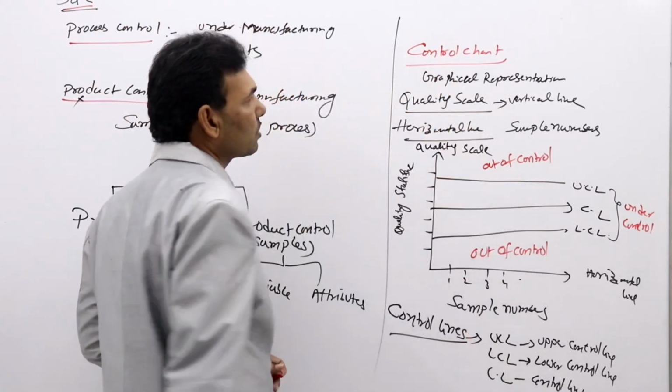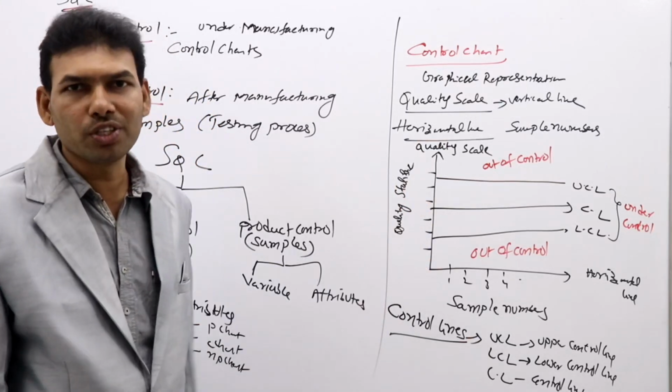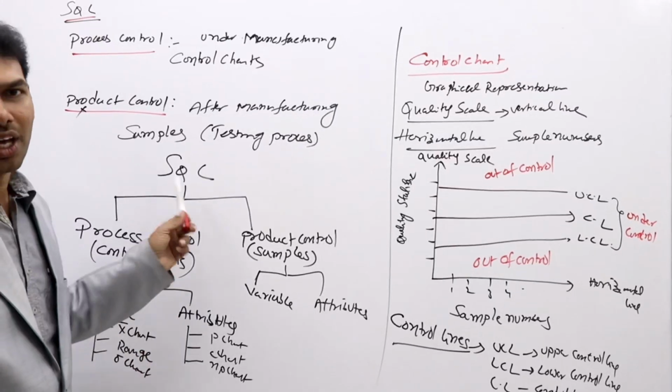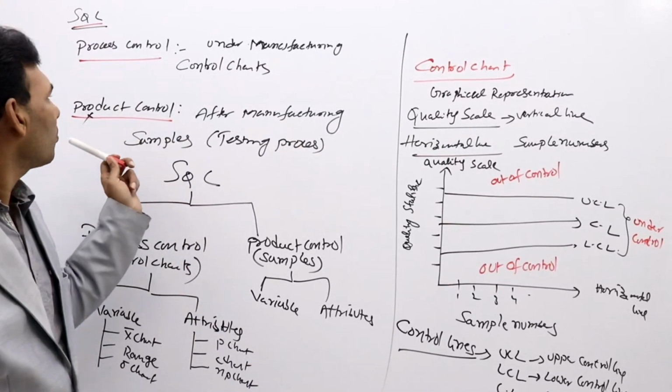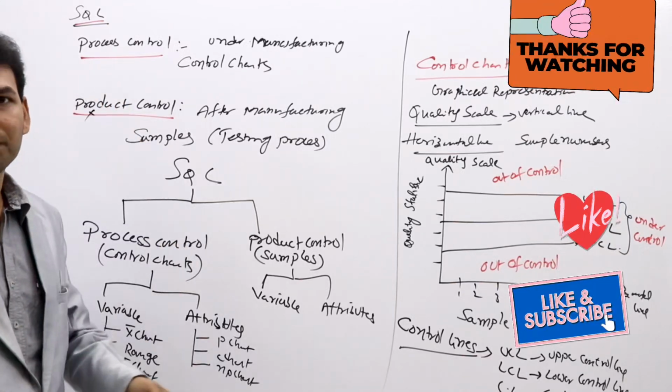Like this, one can easily decide process control using control charts. Are you clear what a control chart is? What is the overview of a control chart, and the types of SQC, two types: process control and product control. We are going to concentrate on process control now. Okay.